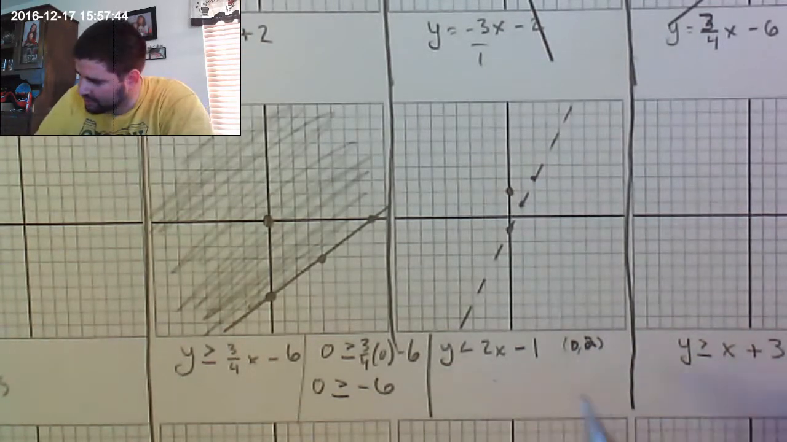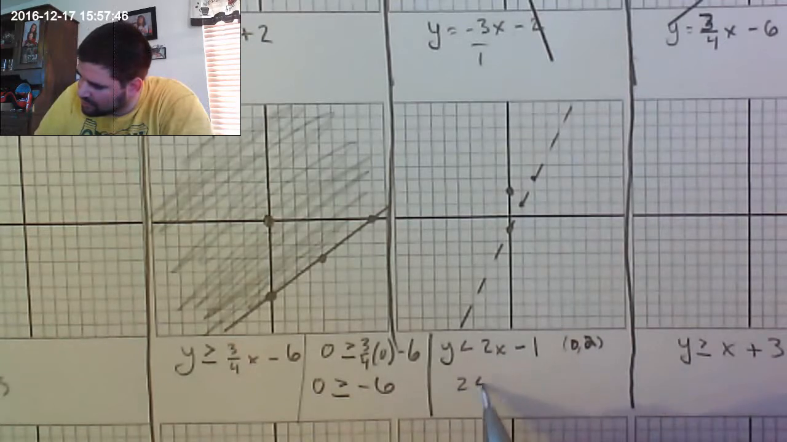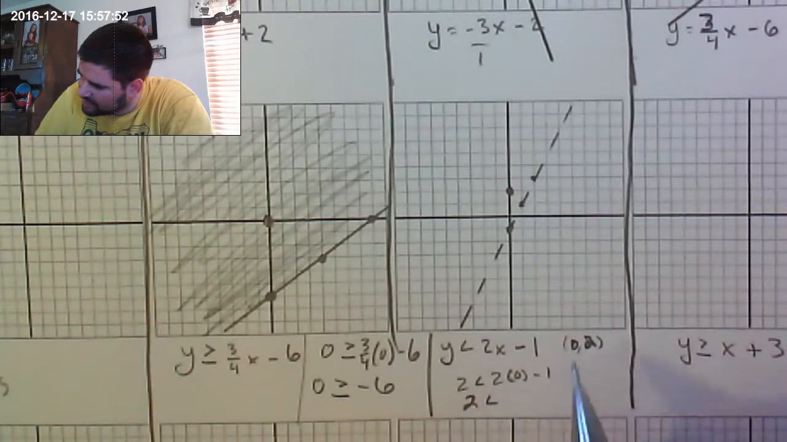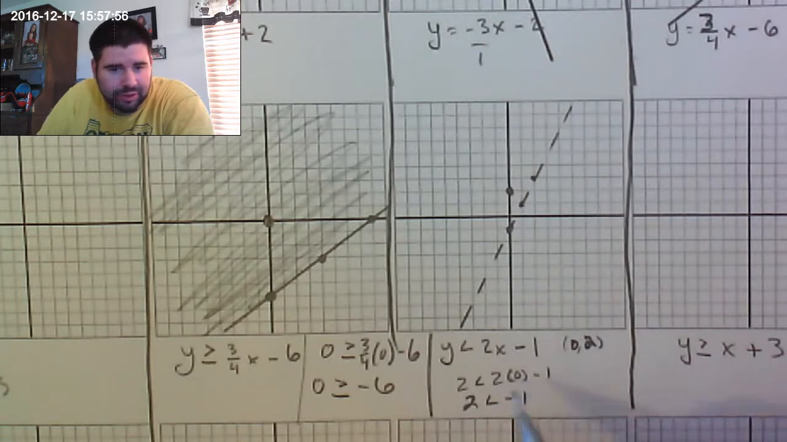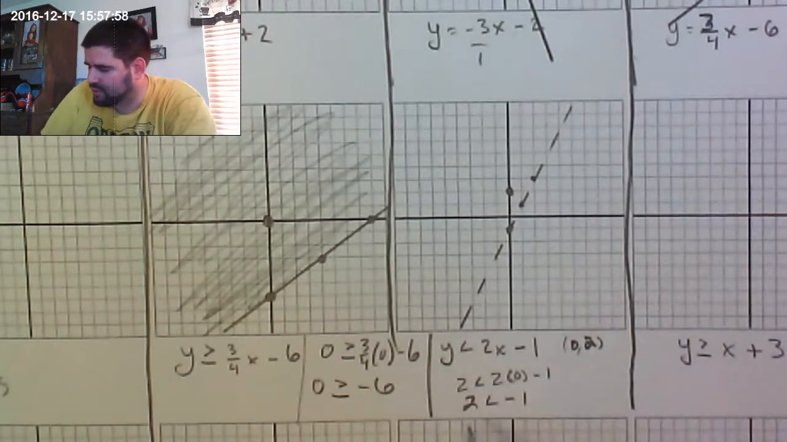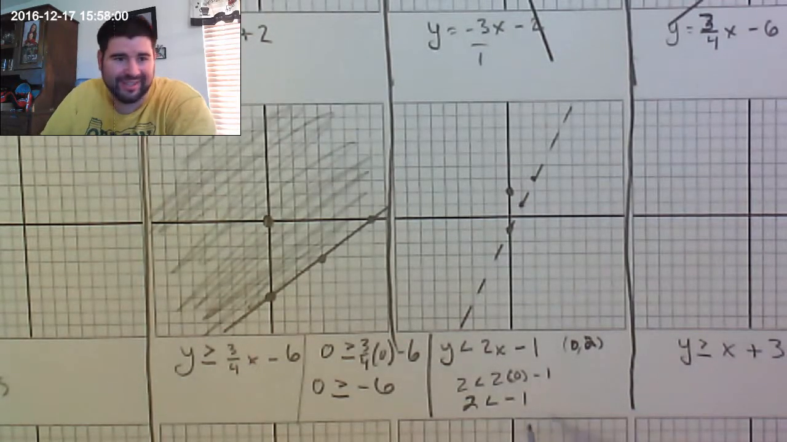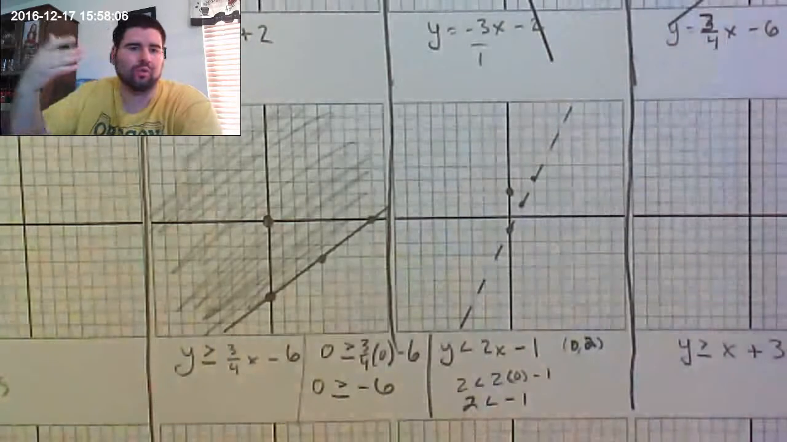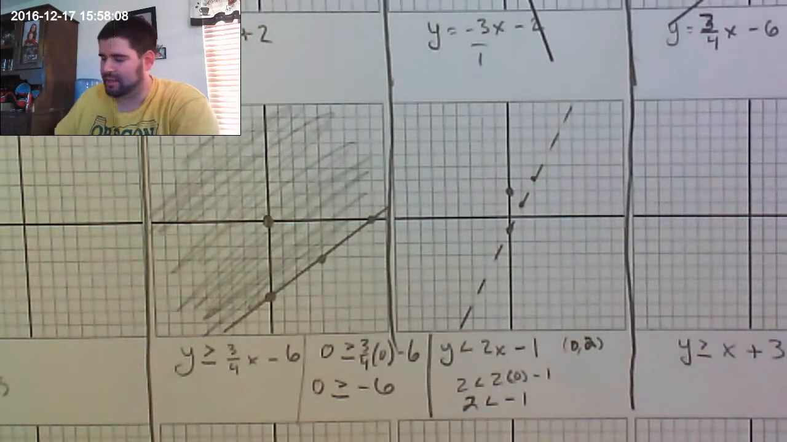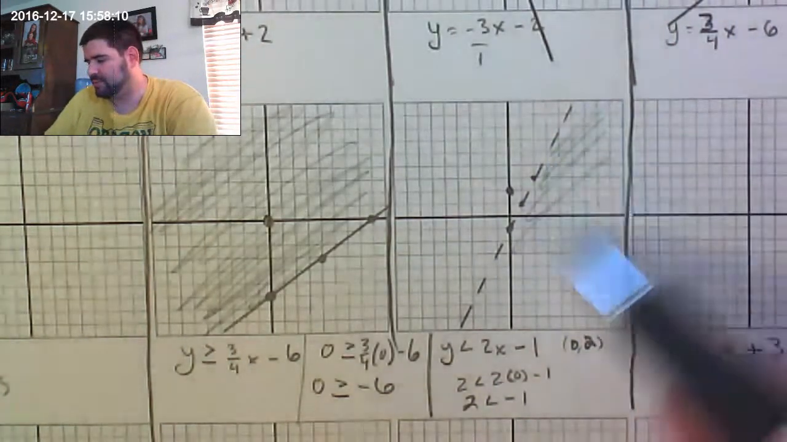I'm going to plug that into my equation. So 2 is less than 2 times 0 minus 1. 2 is less than negative 1, because 2 times 0 is 0. So this is what I end up with. 2 is less than negative 1. Is that a true statement? The answer is no. It is not true. So I'm going to shade away from my point, and that will look like this.